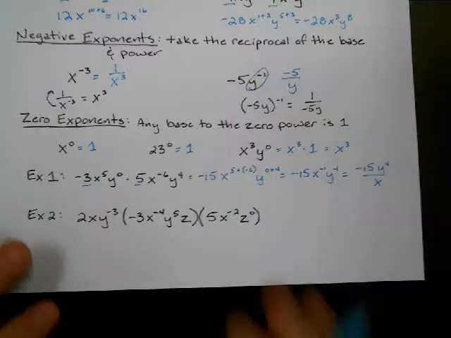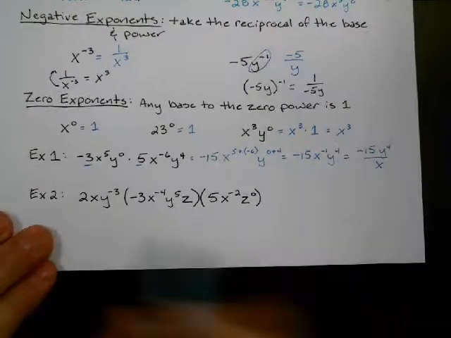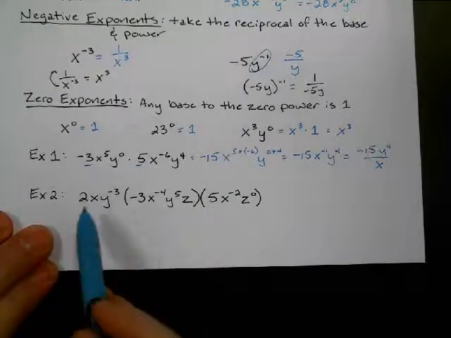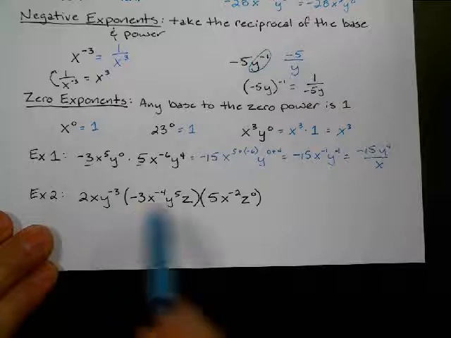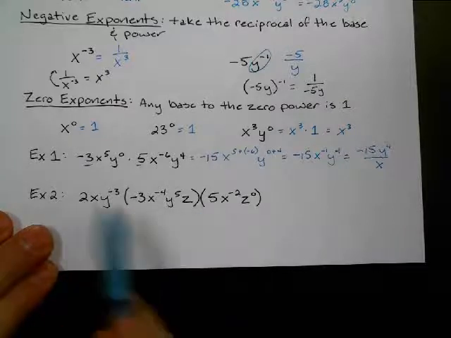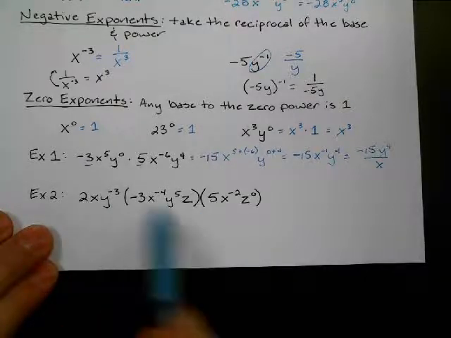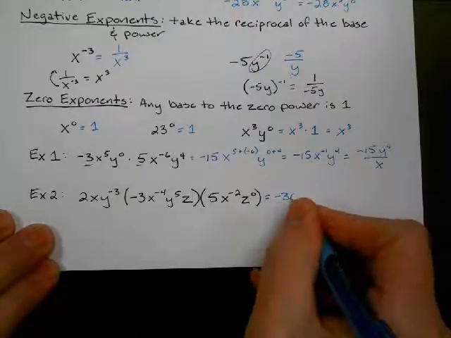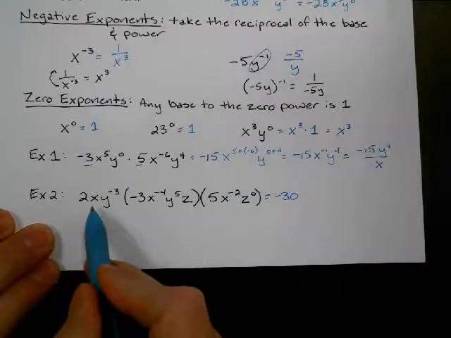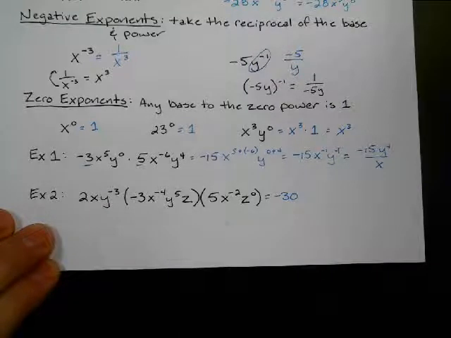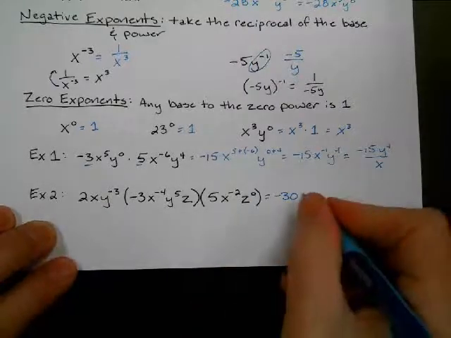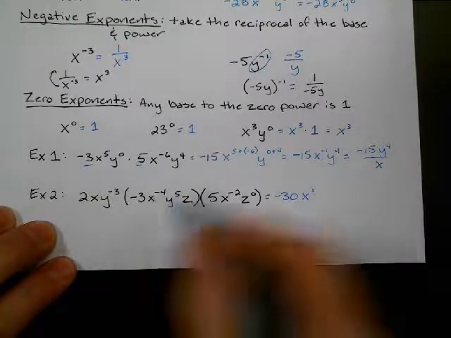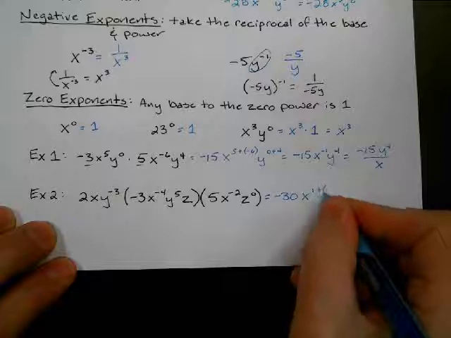All right, next one. Well, on this one, I've got 3 different things being multiplied. So with my coefficients, I'll just do 2 times negative 3 times 5. So 2 times negative 3 is negative 6, and negative 6 times 5 is negative 30. x's. I've got 1x here, negative 4x is there, negative 2x is there. So this would be x to the first plus negative 4 plus negative 2.